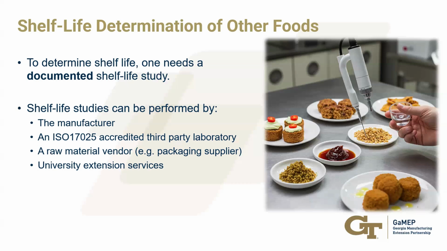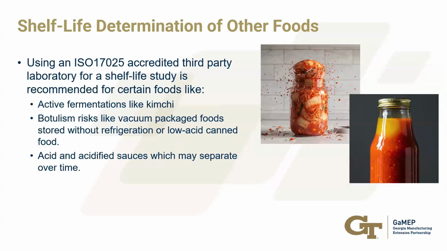There are also university extension services that can assist with shelf life studies if you don't feel comfortable doing it on your own, or if you have the type of food where it's really not a good idea to do on your own. So first, let's talk about the types of products where a supplier might need a little bit of help from the outside to determine shelf life. And these are just recommendations. They are not in any way requirements.